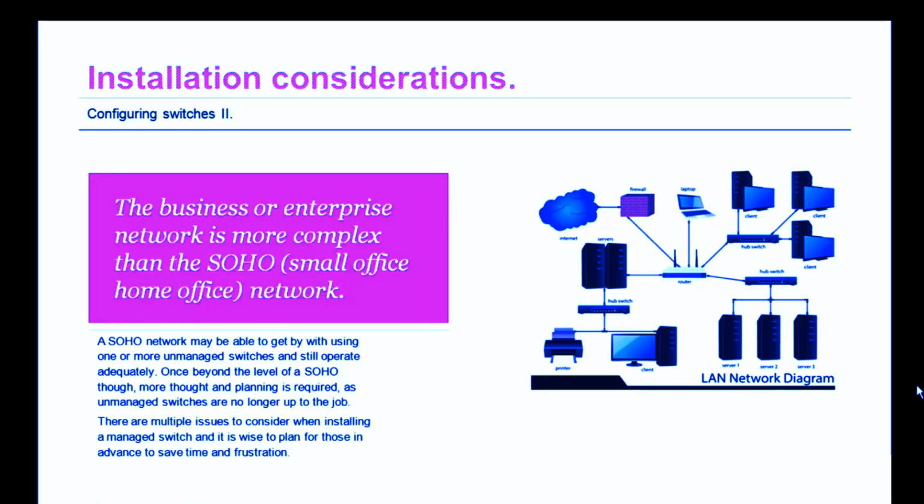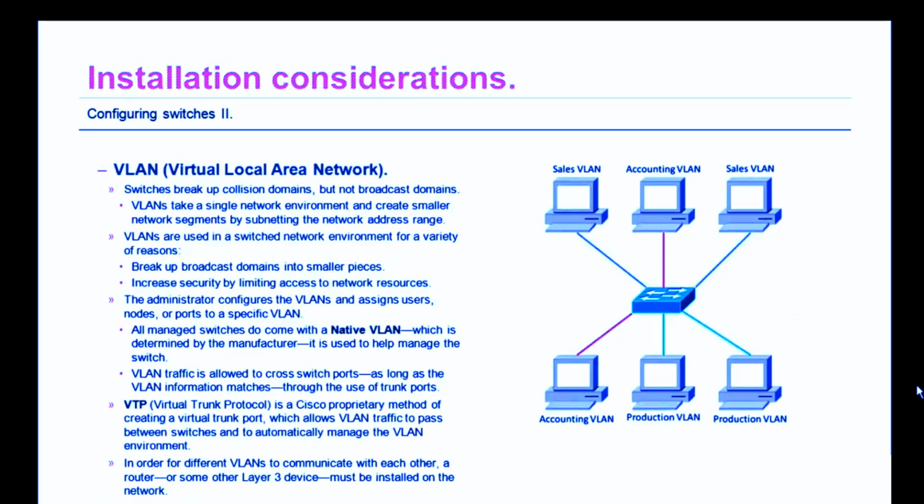There are multiple issues to consider when installing a managed switch, and it is wise to plan for those in advance to save both time and frustration in setting up a network. One of the first things to consider is if there will be VLANs, Virtual Local Area Networks. While switches may break up collision domains, they do not break up broadcast domains. But VLANs will. A virtual local area network takes a single network environment and creates smaller network segments by subnetting the network address range, effectively breaking up the broadcast domains of that network.